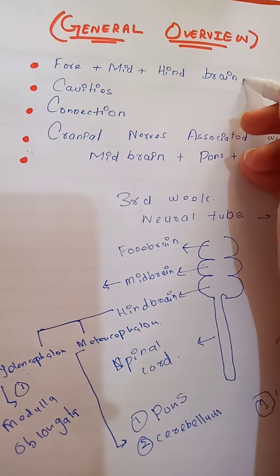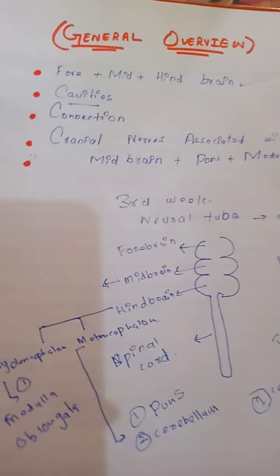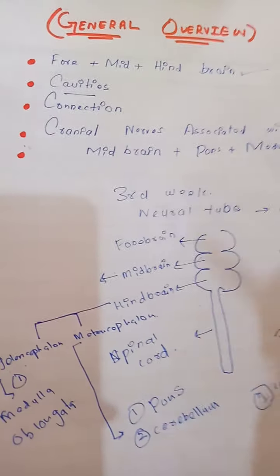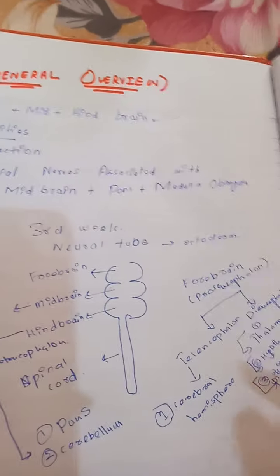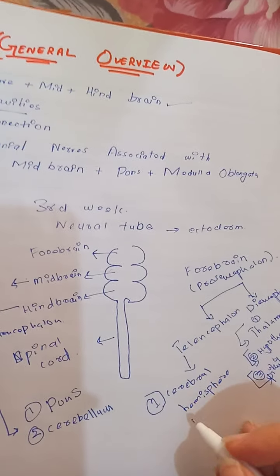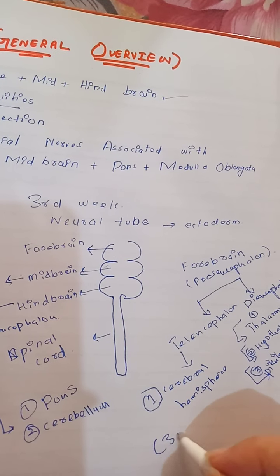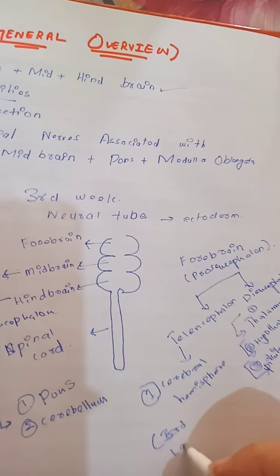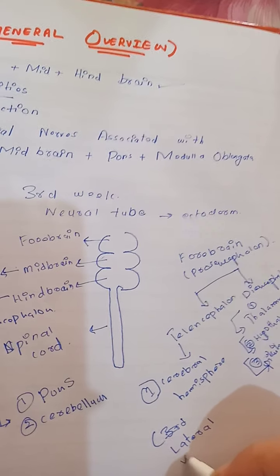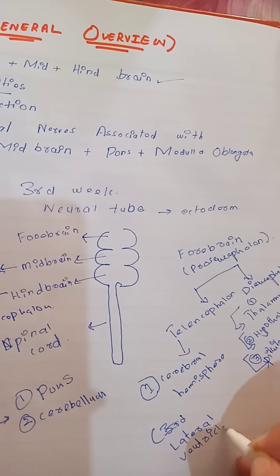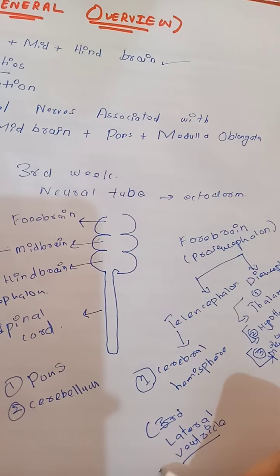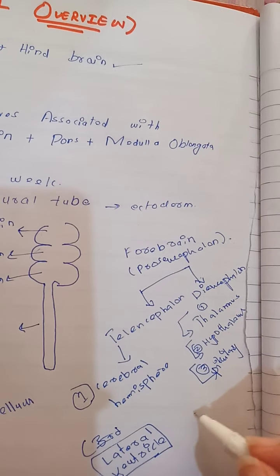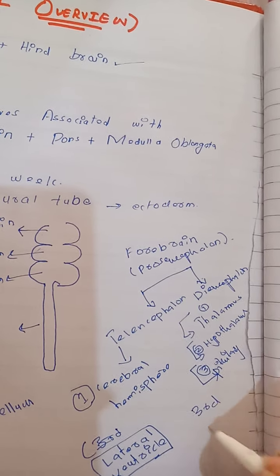So this one is covered. Now the cavities which are associated with them. The telencephalon, which gives rise to the cerebral hemisphere, will have the lateral ventricle as its cavity. Okay, and the cavity for the diencephalon is the third ventricle.